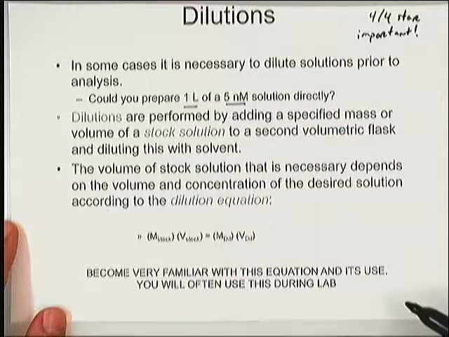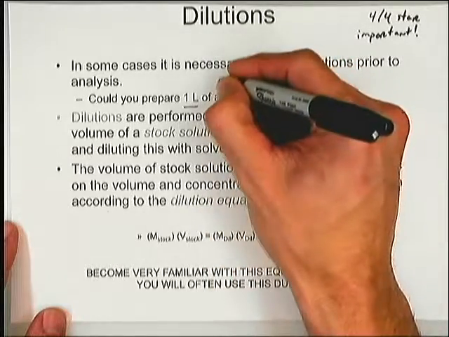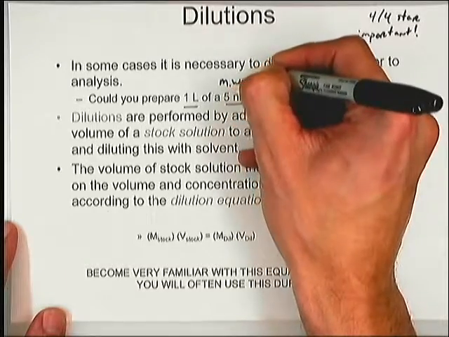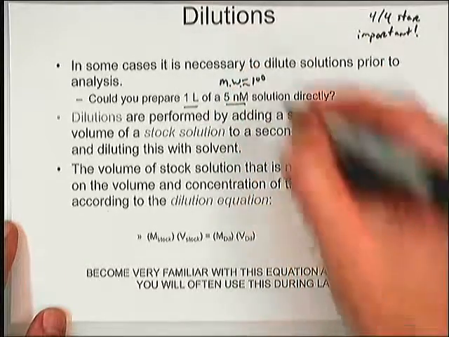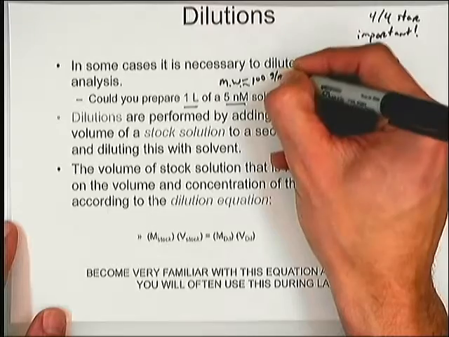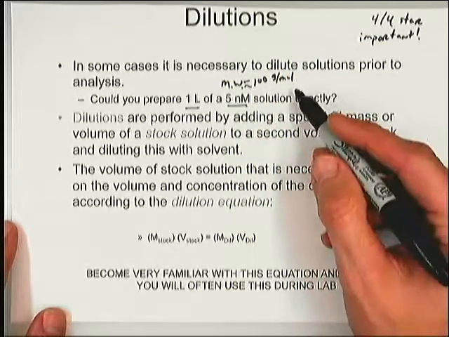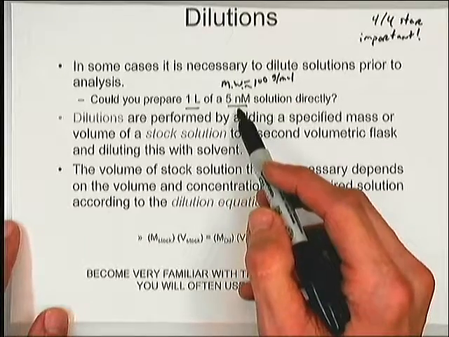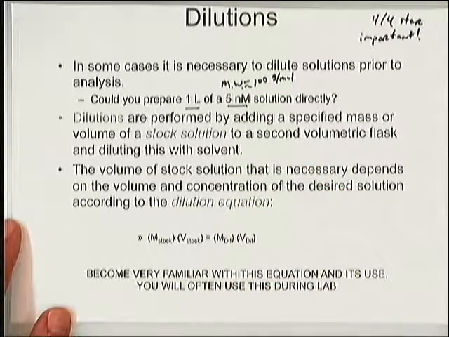If you go into a lab and you find a reagent on the shelf, let's say it's got a molecular weight approximately 100 grams per mole. Could you take that bottle, say it's a powder, and prepare 1 liter of a 5 nanomolar solution directly?